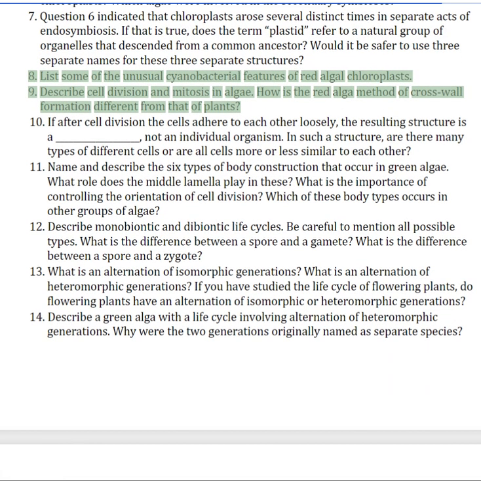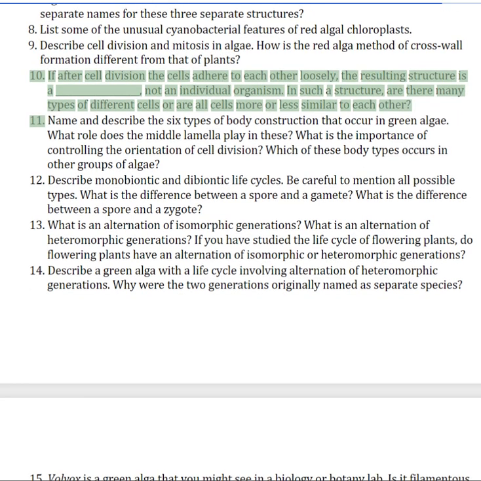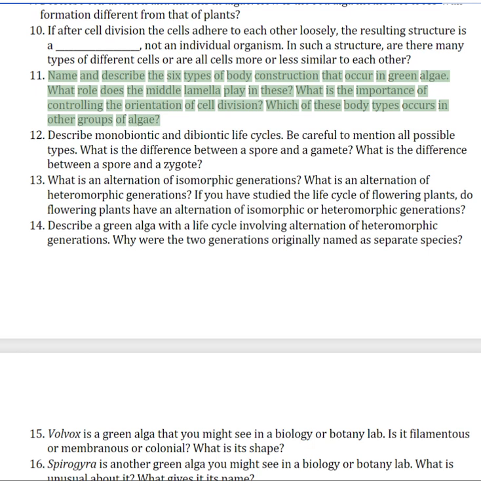8. List some of the unusual cyanobacterial features of red algal chloroplasts. 9. Describe cell division and mitosis in algae. How is the red alga method of cross-wall formation different from that of plants? 10. If after cell division the cells adhere to each other loosely, the resulting structure is not an individual organism. In such a structure, are there many types of different cells or are all cells more or less similar to each other? 11. Name and describe the 6 types of body construction that occur in green algae.